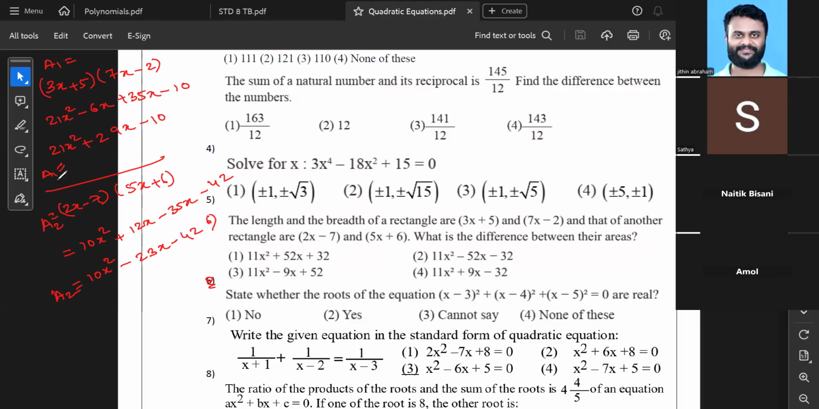So what you have to do is simply subtract them. So A1 minus A2 will give you 21 minus 10 gives you 11x square. 29 minus of minus 23 gives you plus 23, that is 52x. Minus 10 minus of minus 42 is plus 42. That gives you plus 32. So yes, option 1 is your correct answer.